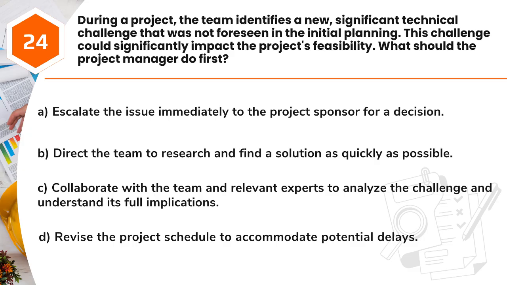Question 24. During a project, the team identifies a new, significant technical challenge that was not foreseen in the initial planning. This challenge could significantly impact the project's feasibility. What should the project manager do first? A. Escalate the issue immediately to the project sponsor for a decision. B. Direct the team to research and find a solution as quickly as possible. C. Collaborate with the team and relevant experts to analyze the challenge and understand its full implications. D. Revise the project schedule to accommodate potential delays.